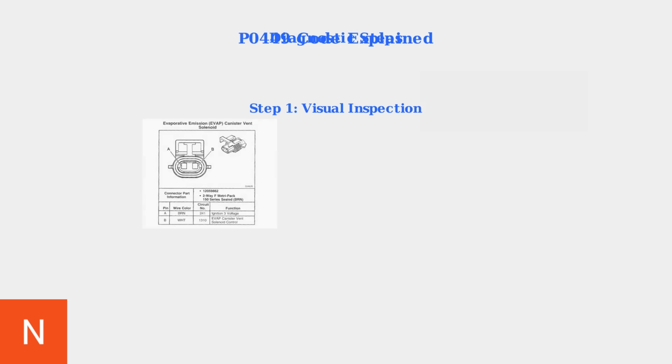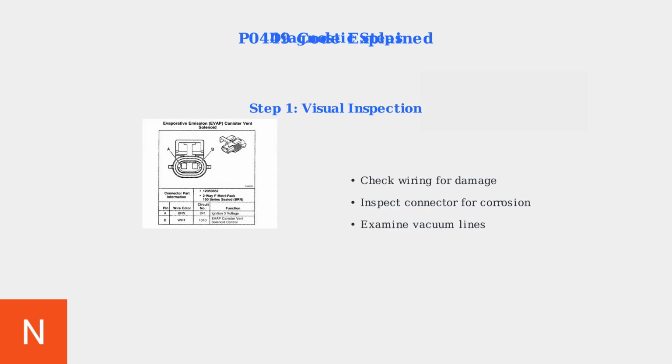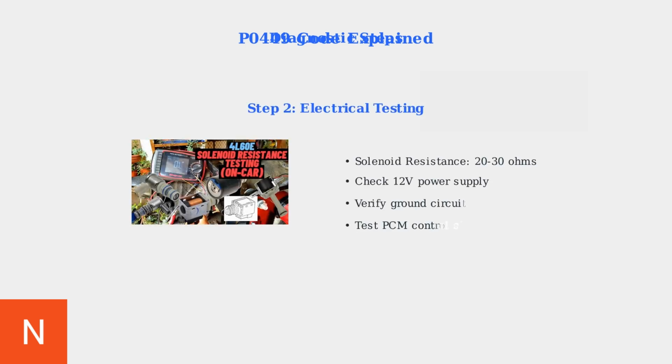Diagnosis starts with a thorough visual inspection. Check the vent solenoid wiring for any damage, examine the connector for corrosion or looseness, and inspect all vacuum lines for cracks or disconnections. Next, perform electrical testing using a multimeter.